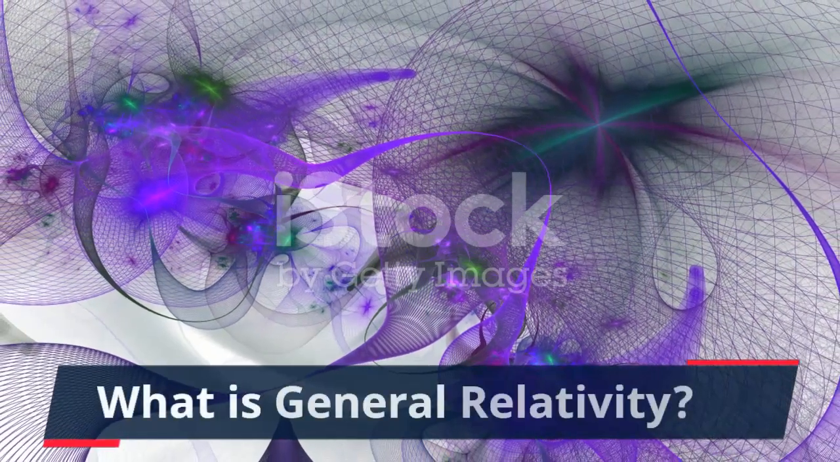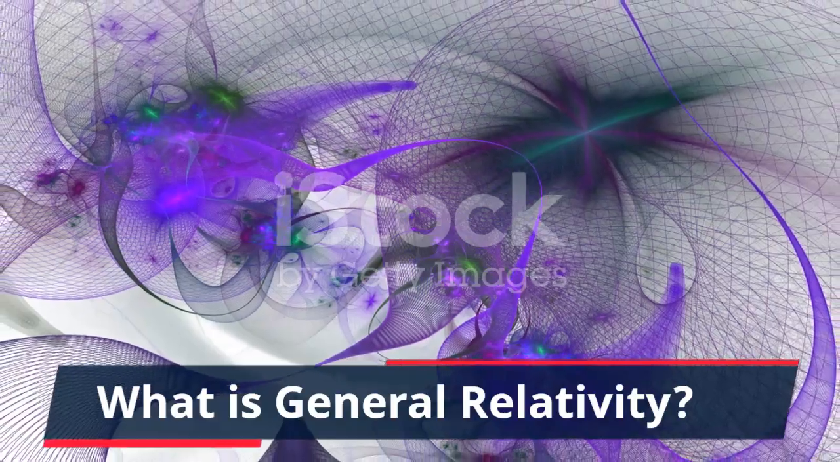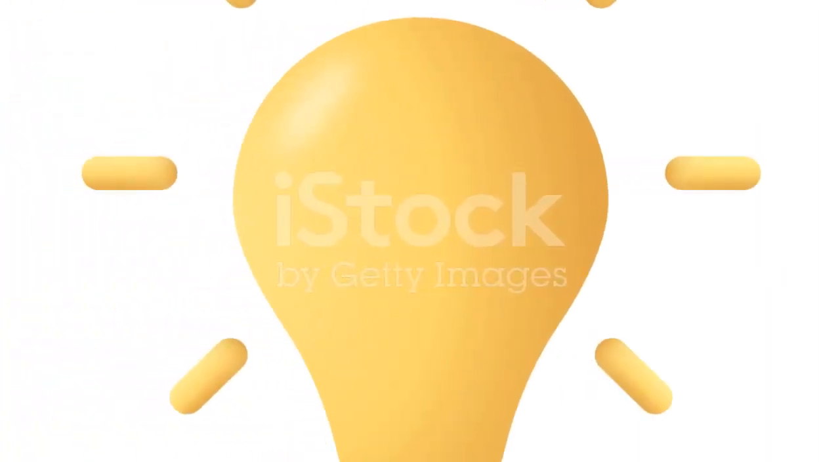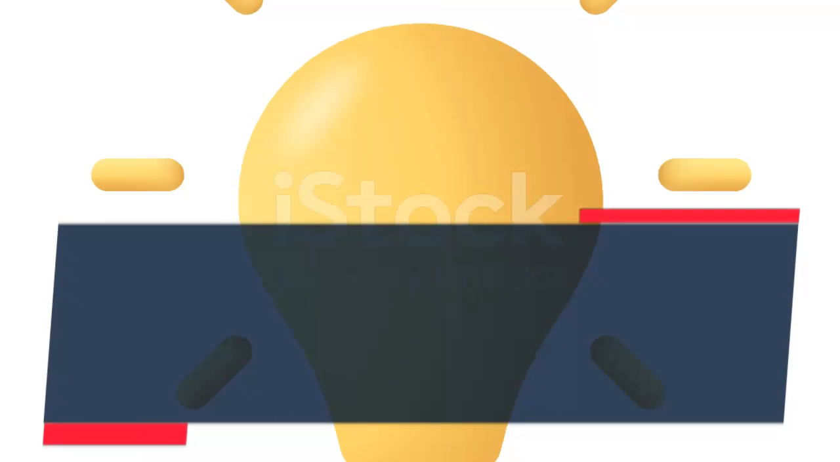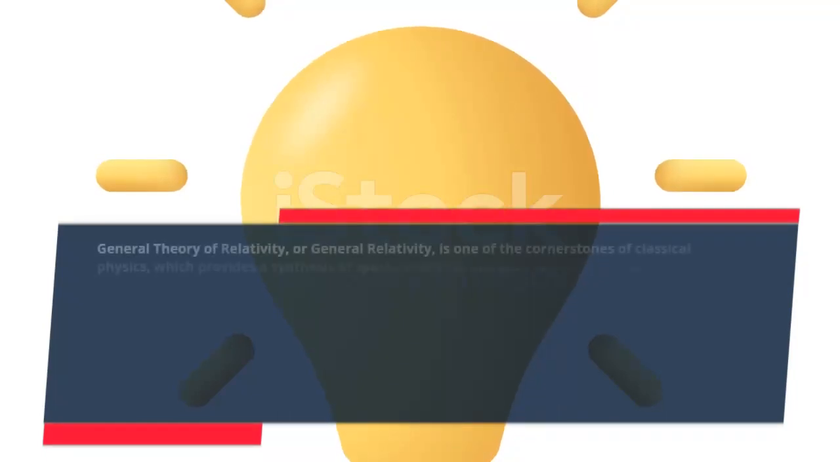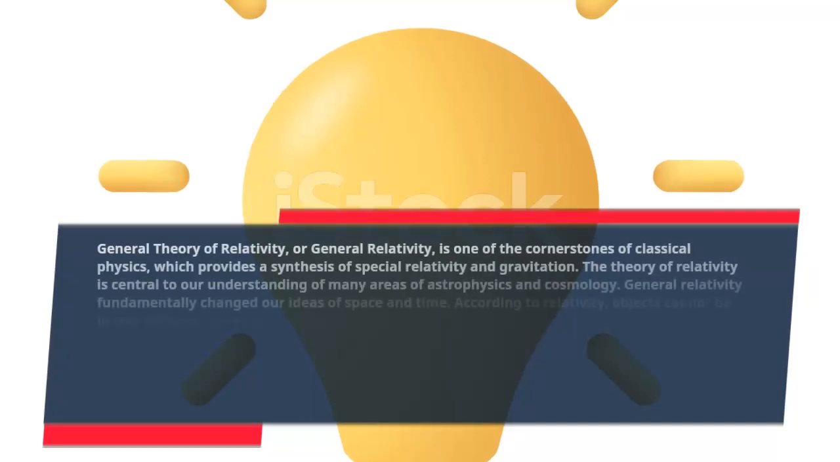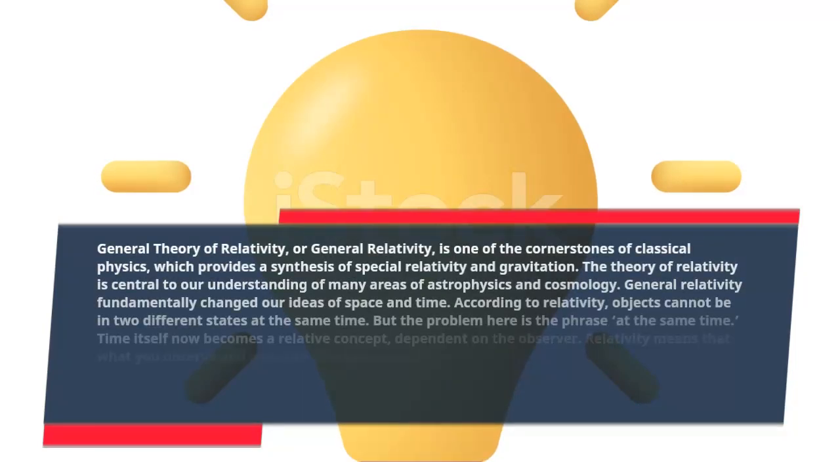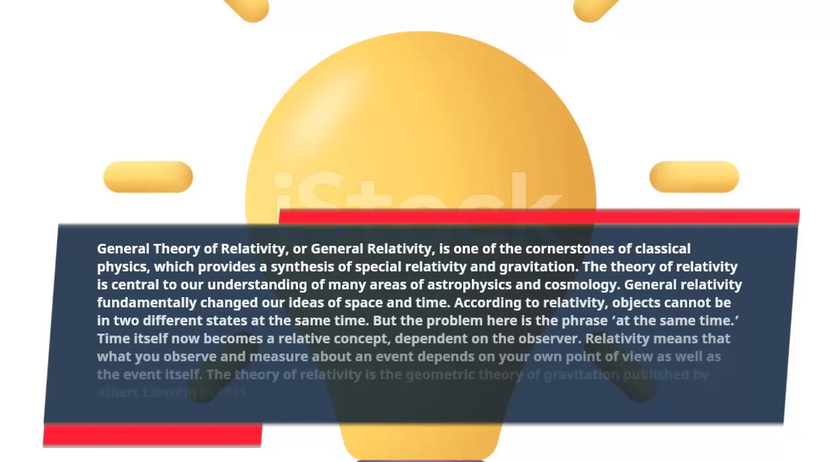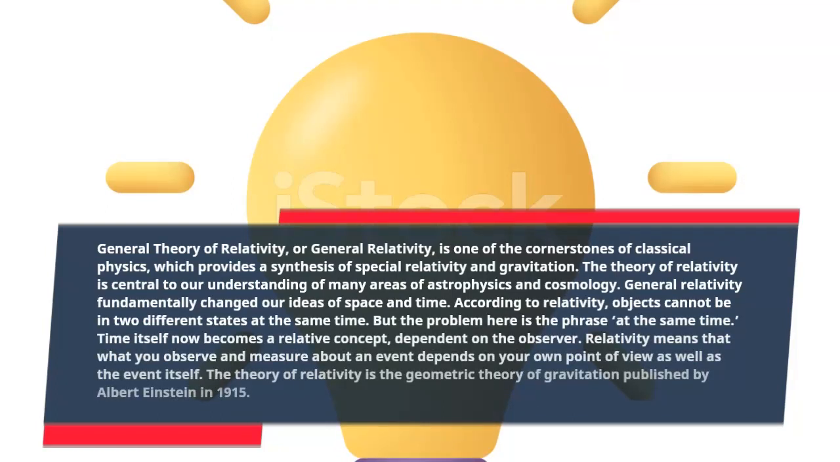What is general relativity? General theory of relativity, or general relativity, is one of the cornerstones of classical physics, which provides a synthesis of special relativity and gravitation. The theory of relativity is central to our understanding of many areas of astrophysics and cosmology. General relativity fundamentally changed our ideas of space and time.